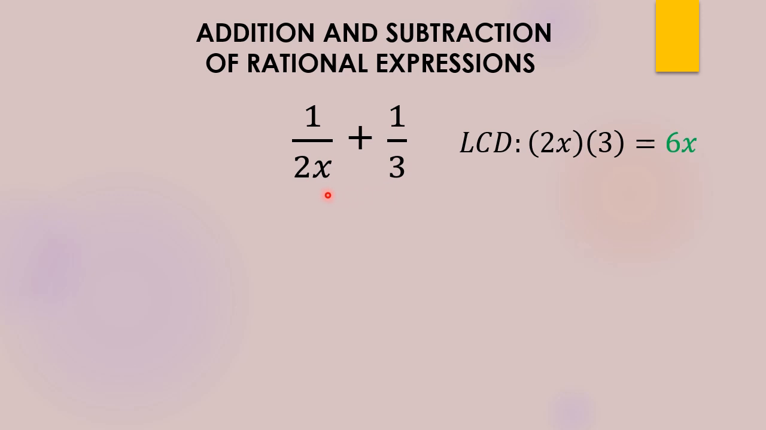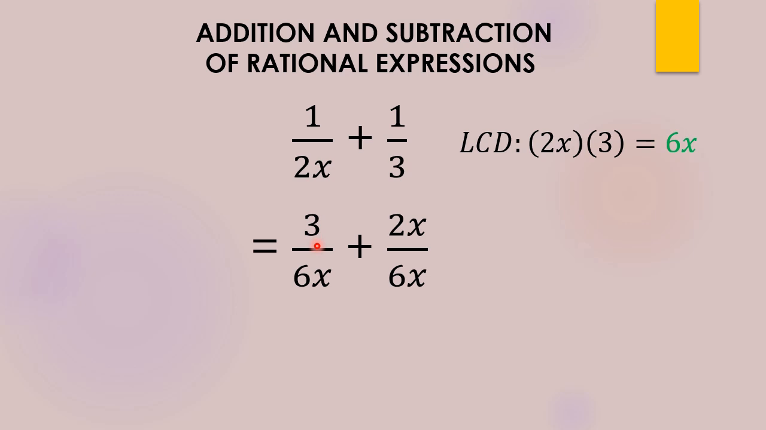So the denominators are 2x and 3. So multiply these two, it will give us 6x. So therefore, this will be our LCD, 6x and 6x. And then to get the equivalent fraction of each one, 1 over 2x and 1/3. So divide 6x by 2x, it will give us 3 times 1. So the numerator is 3.